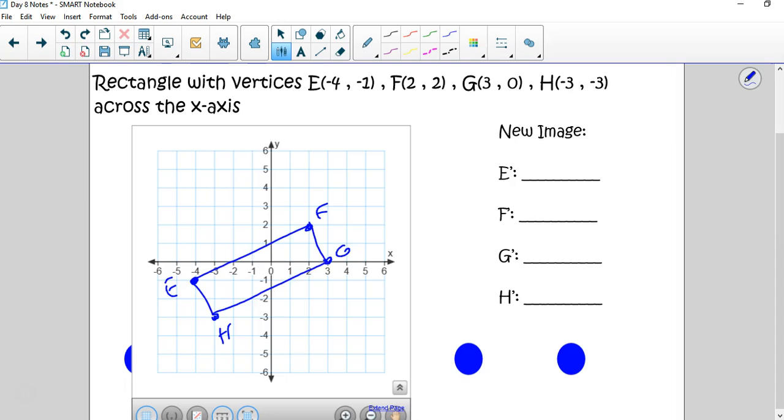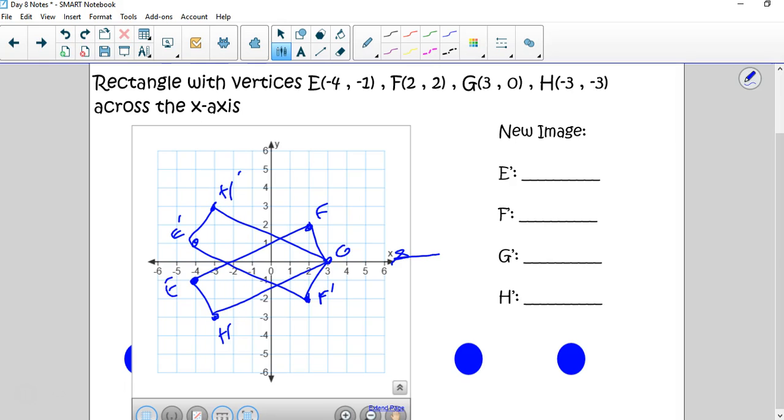There we go. We're folding across the x-axis, which again is right here. So basically we're going to count up and down. So let's start at E. E is 1 below, so E prime is going to go 1 above. F is 2 above, we just count down 2 below. G is on the line, G stays. And H was 1, 2, 3 below, it's going to go 1, 2, 3 up. So there's H prime. And it ends up looking like that.